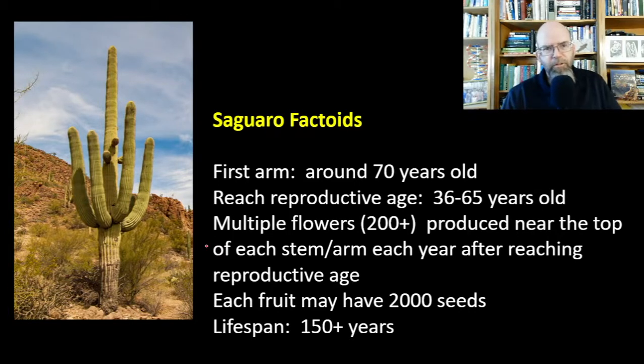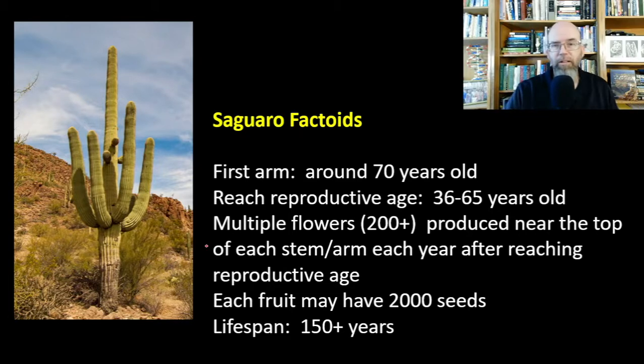But if you do some quick calculations for yourself, 2,000 seeds times 200 flowers, we're talking about an awful lot of seeds produced by a single saguaro. All right, as I mentioned before, some of these saguaro can be 150 years or more. It's thought that many of them may be over 200 years old.